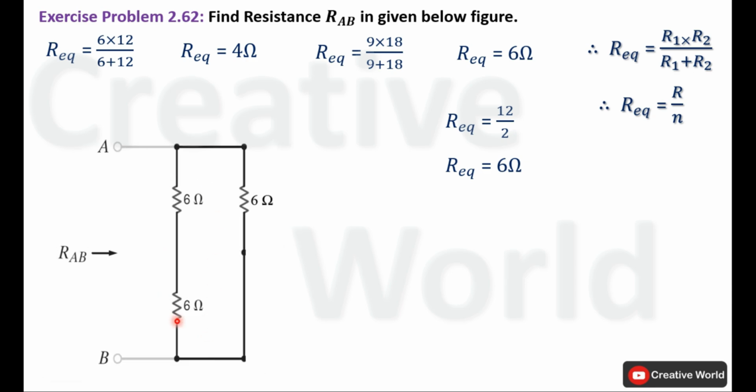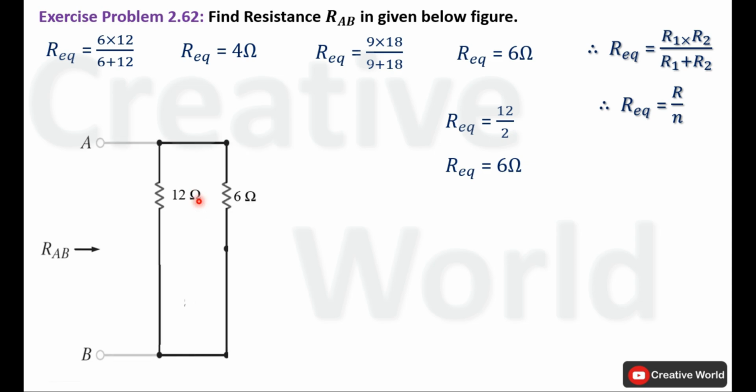These two resistances are connected in series. Find their equivalent resistance by adding the values of both resistances. Sum of 6 and 6 ohm will become 12 ohm. Now the circuit is simplified. We can calculate resistance RAB between these 2 points by taking the R equivalent of these two parallel connected resistances. For the calculation of R equivalent of these two parallel connected resistances, again we will use this formula. In this case, R1 will be 12 ohm and R2 will be 6 ohm.